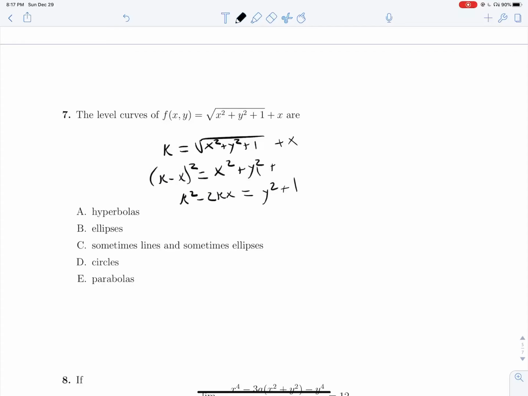And if it helps you, you can go through a process of elimination instead of just identifying it right off the bat. Looking at this thing, it's definitely not sometimes a line and sometimes an ellipse. We would need an x squared to get an ellipse anywhere in here. We would also need an x squared to get a circle. So it's none of those. We would also need an x squared to have a hyperbola. And instead, this whole thing is just a parabola.